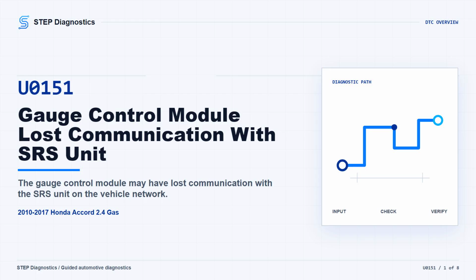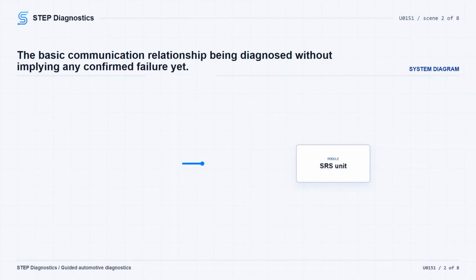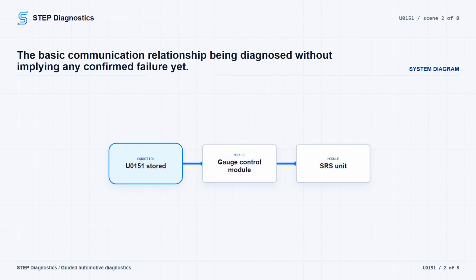Depending on the vehicle, you may see warning indicators, communication-related scan data issues, or the code may simply come back during a scan. The broad fault areas can include a possible communication wiring issue, a poor connector fit, or a module side problem. We are going to keep this one focused on the diagnostic path for U0151.